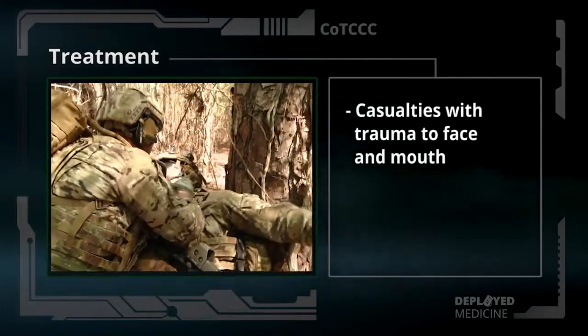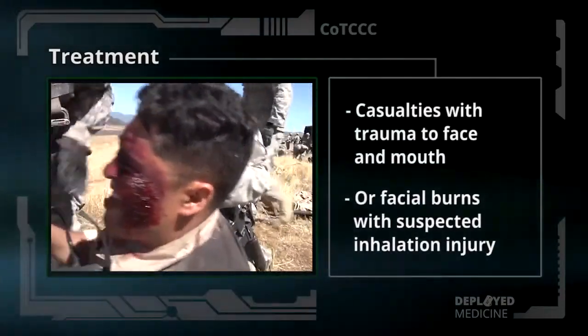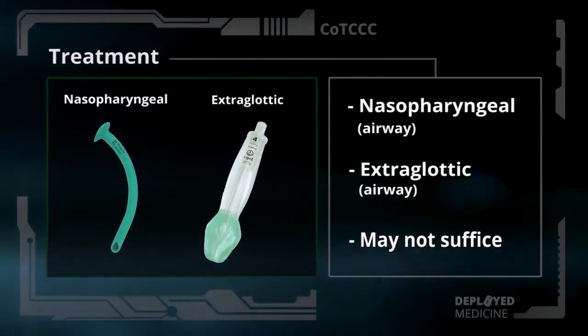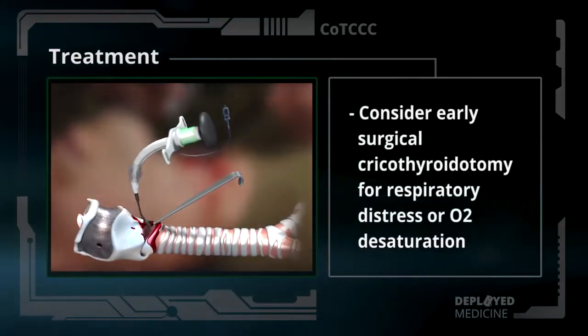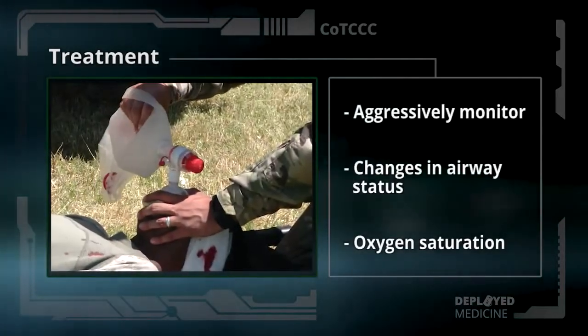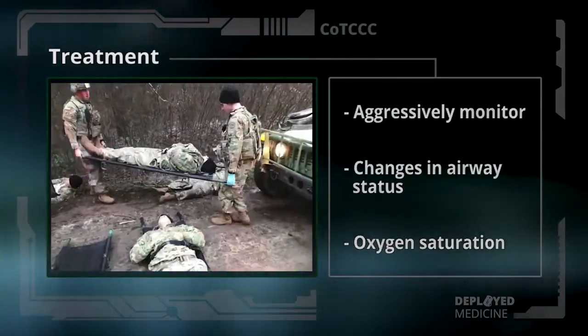For casualties with trauma to the face and mouth, or facial burns with suspected inhalation injury, nasopharyngeal airways and extraglottic airways may not suffice. Consider early surgical cricothyroidotomy for respiratory distress or O2 desaturation. Aggressively monitor for any changes in airway status or oxygen saturation.